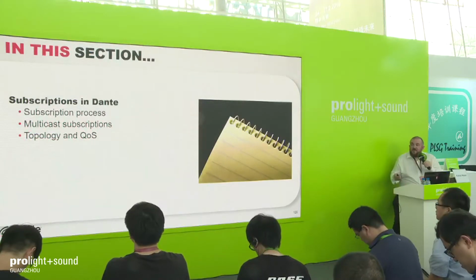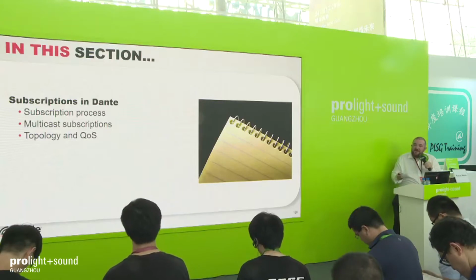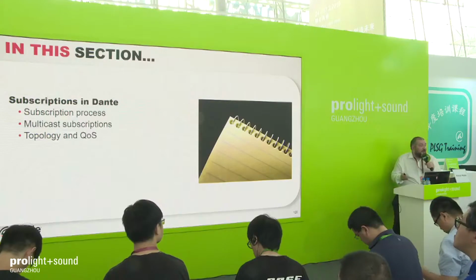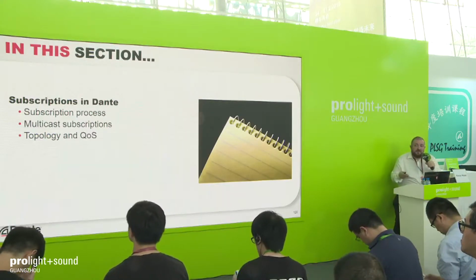So we'll look slightly more visually at the subscription process within Dante. This makes it a bit easier to understand. We'll look at multicast subscriptions, and we'll look at how topology is really a much better way of managing a network than using QoS.